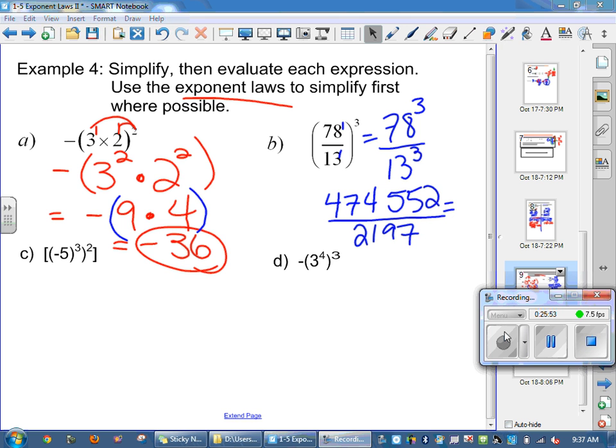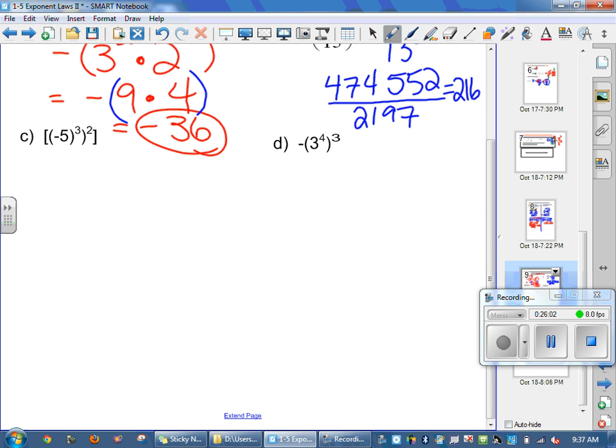If we take a look at C, I have an outside exponent. I'm going to multiply the inside exponent. That's going to give me negative 5 exponent 6. So I type that into my calculator. It's a really big number. It's going to give me 15,625. Why is it a positive answer?